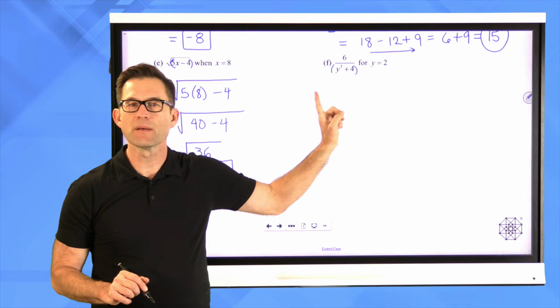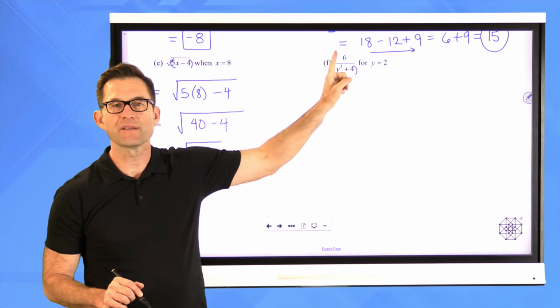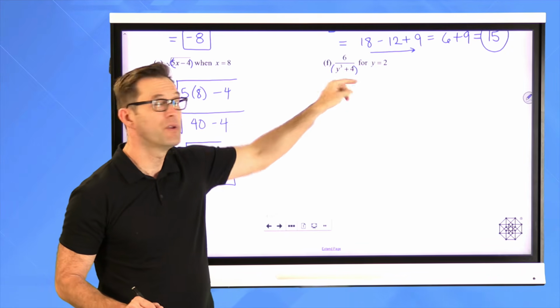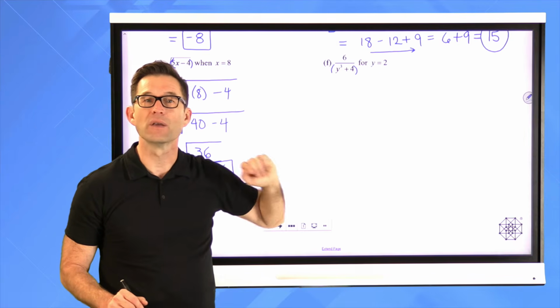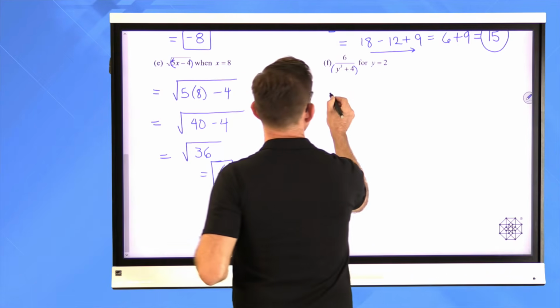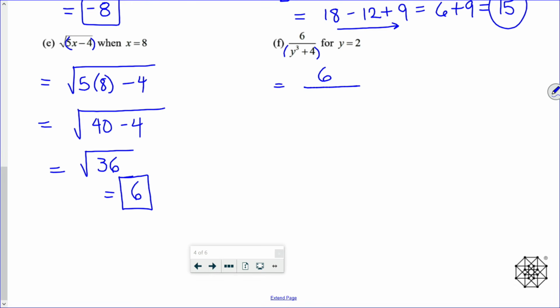It's very similar to the fraction, right? Here I've got 6 divided by y cubed plus 4 for y is equal to 2. So, first things first, I'm going to put the 2 in, cube it, plus 4. Right? I'm going to ignore that numerator, nothing I can do with that. I'm going to do 2 to the third, 2 times 2 times 2 is 8, plus 4.